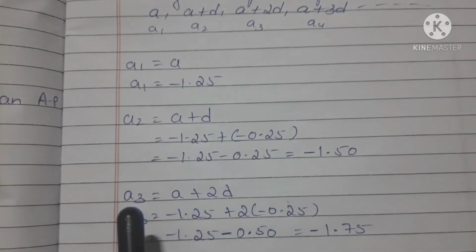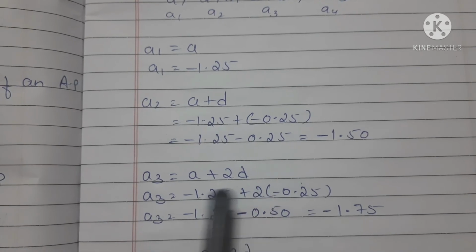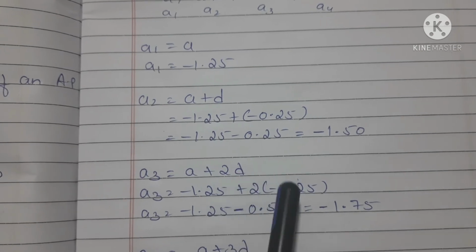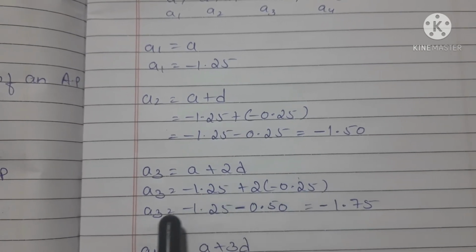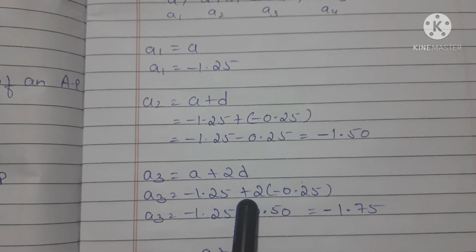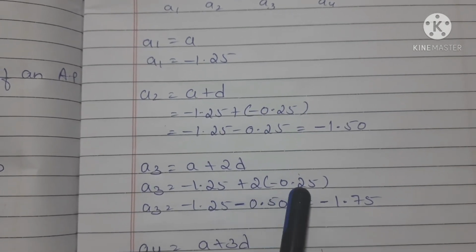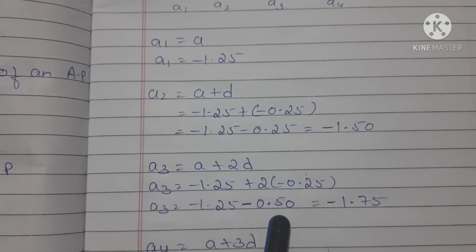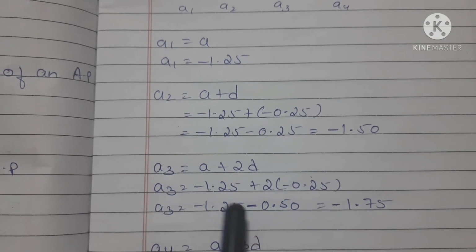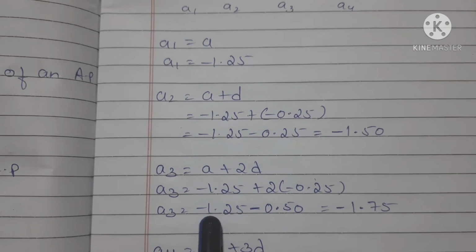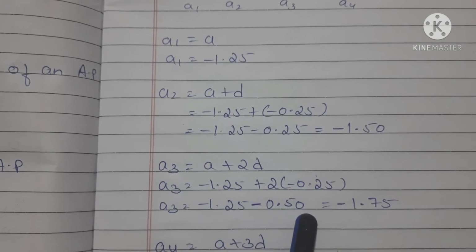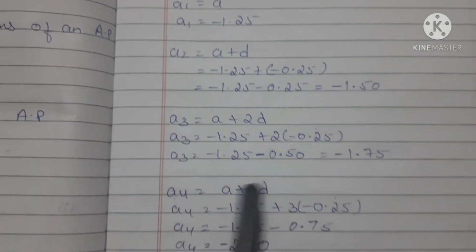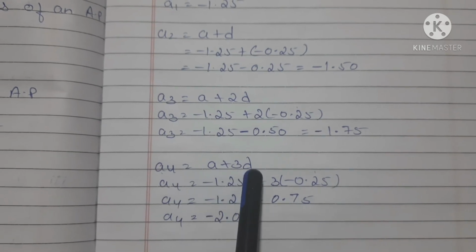Okay. Now a3 is equal to a plus 2d. a3 is equal to a value minus 1.25 plus 2 into d value minus 0.25. a3 is equal to minus 1.25. Here plus into minus, minus 2 into 0.25 is 0.50. Here also both the values have minus sign. We should add these values and we should put minus. Okay. Now 1.25 plus 0.50 is 1.75, minus 1.75.